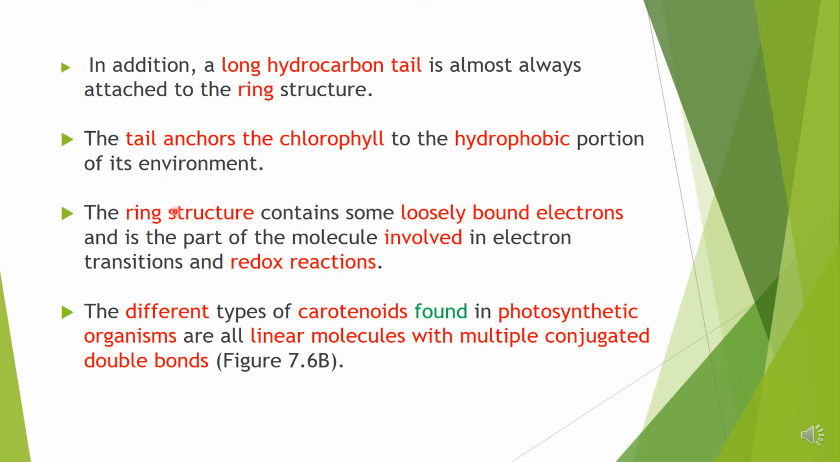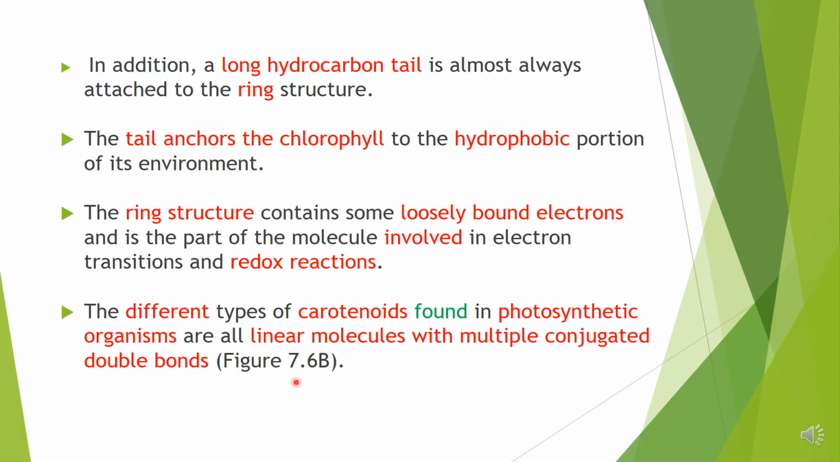Now the ring structure has loosely bound electrons which are involved in the redox reactions. As we know, photosynthesis is a redox reaction, that is, a continuous process of oxidation reduction reactions. That is because of the loosely bound electrons in the ring structure of the chlorophyll molecule. The different types of carotenoids found in photosynthetic organisms are all linear molecules with multiple conjugated double bonds, as shown in figure 7.6b.